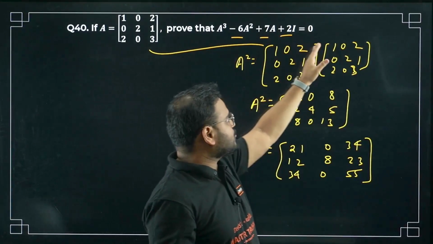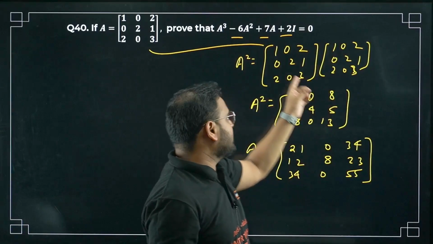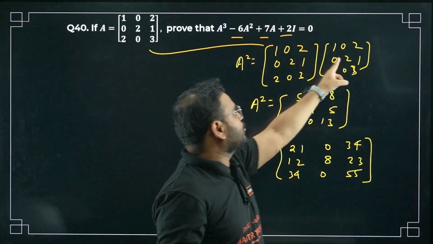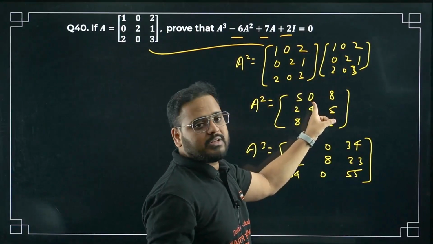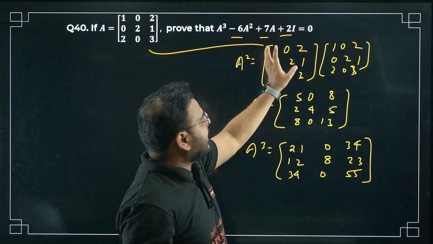When you multiply first row to first column, you get the first element. Multiply first row to second column, you get the second element. Check this out. 1 into 0 is 0, 0 into 2 is 0, 2 into 0 is 0. Hence 0. Again you get the second element.